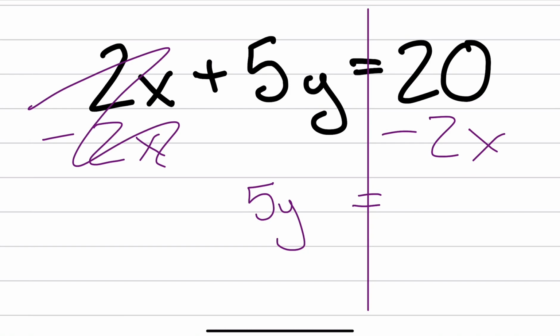Now something to keep in mind here. You cannot combine these two numbers. You can't subtract them, because this one has an x on it. So we're just going to leave it the way it is. We got 20 minus 2x.